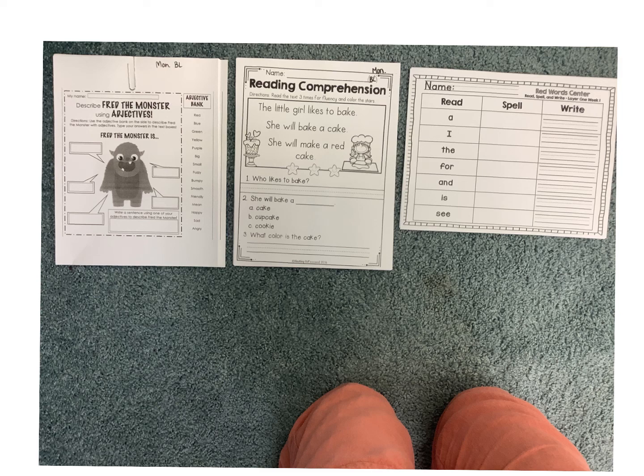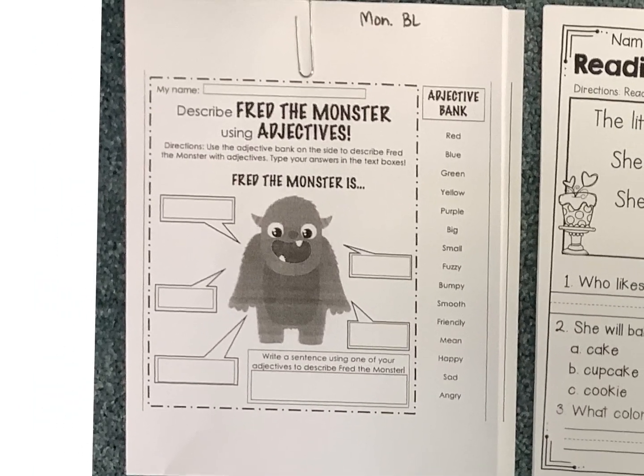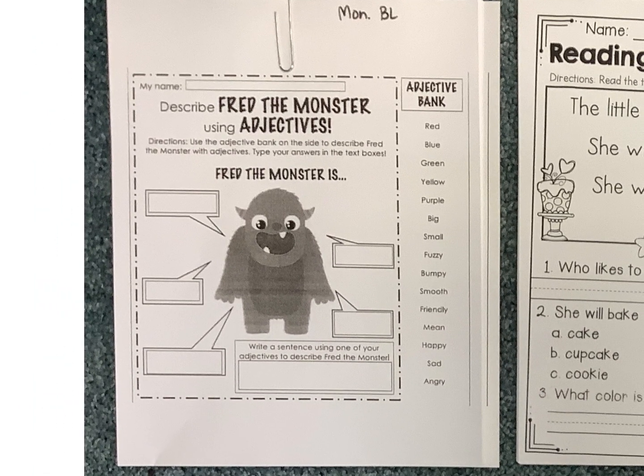First, you're going to do this Fred the Monster's adjectives worksheet. On the sheet it says to use the adjective bank, which is here on the right, to describe Fred the Monster with adjectives. Put your answers in the text boxes. So, I could use these words over here to describe him. You're just going to simply write those words right here in the blank, and then I'll mark them out so you would use them at the same time.